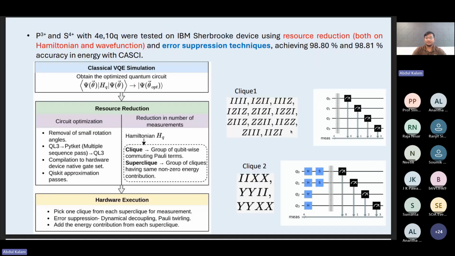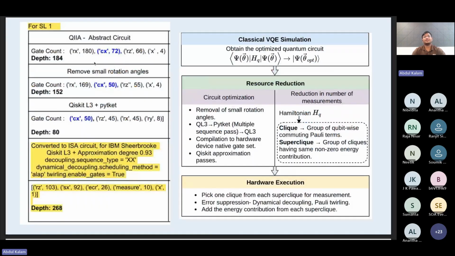For example, I'll start with the circuit optimization part. We can see the abstract circuit, the circuit that we have prepared. It has a CX gate count of 72, depth of 182. So we remove the small rotation angles. Now the CX gate count has dropped to 50. Depth has also been reduced. Then we again do Qiskit level 3 and pytket kind of optimization, where the CX gate count remains 50, but the depth has been reduced. So now we have a smaller circuit in comparison to the initial circuit that we had.